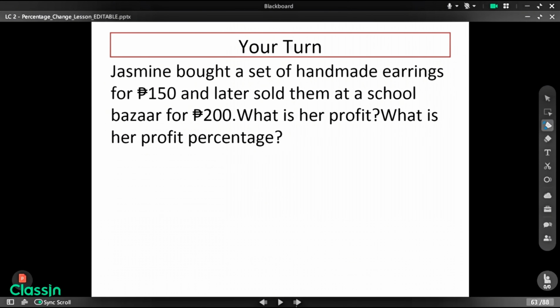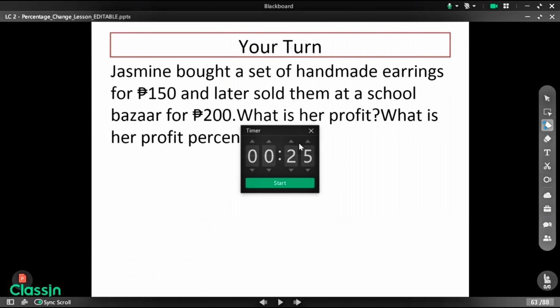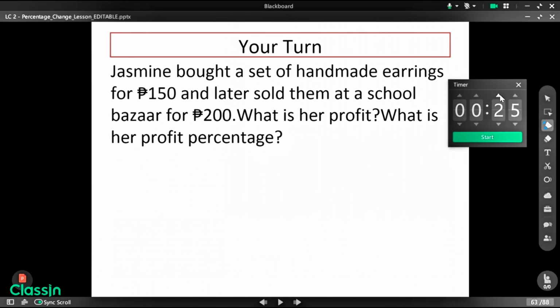Okay. Now, another task. Would you mind to do this for 35 seconds? Your timer starts now.